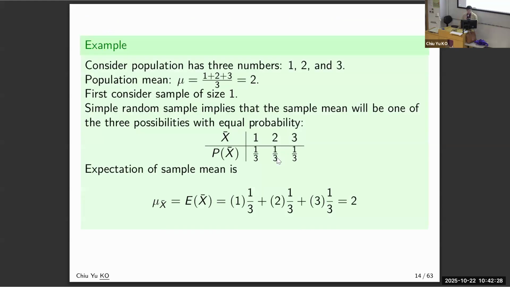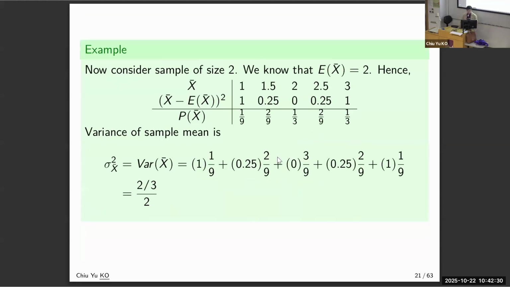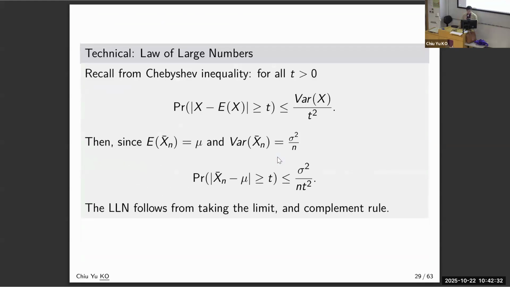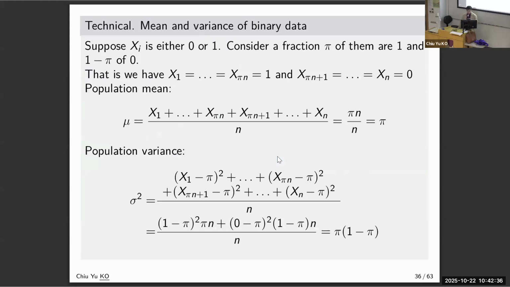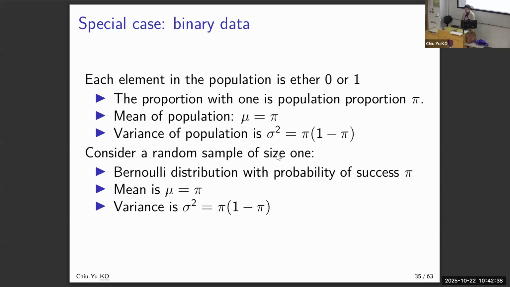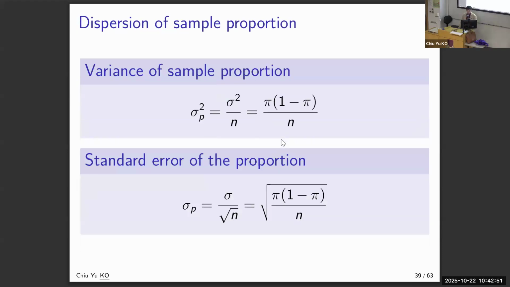And I guess last class we talked about the central limit theorem and the case of binary data, right? It also applies, but the mean and the variance are connected to each other. So that's why you have this kind of formulas.